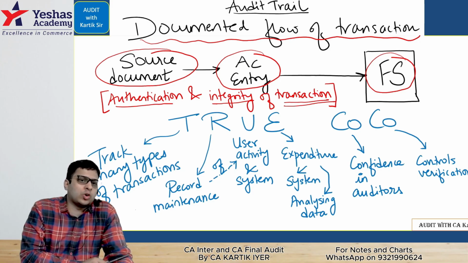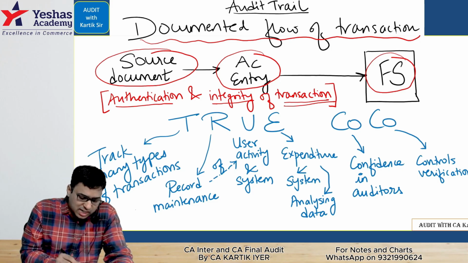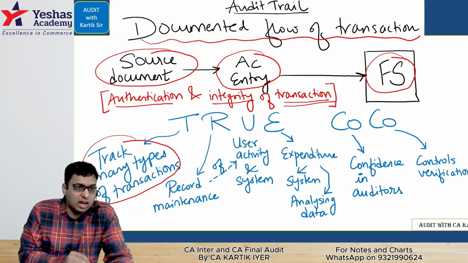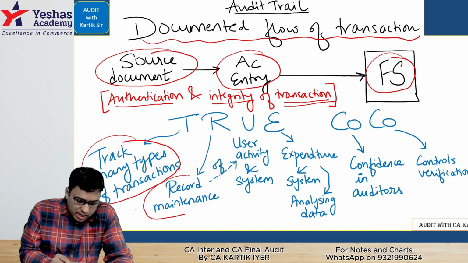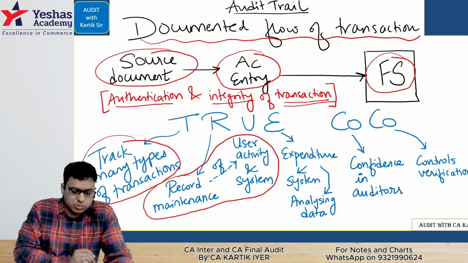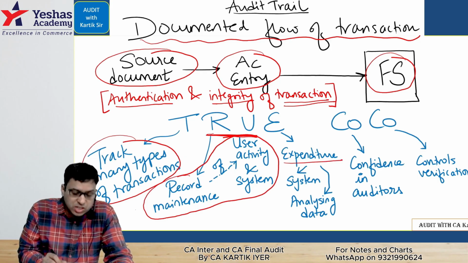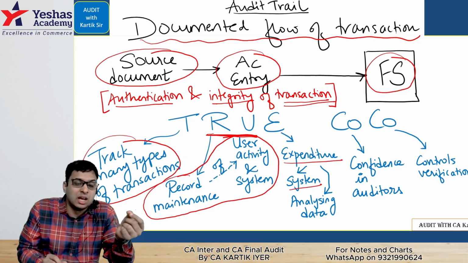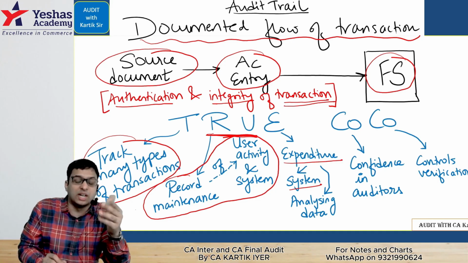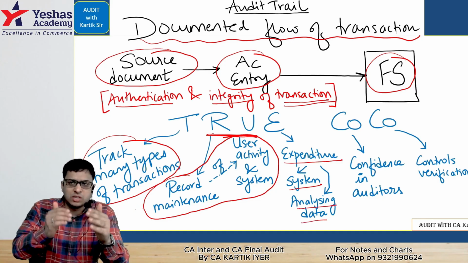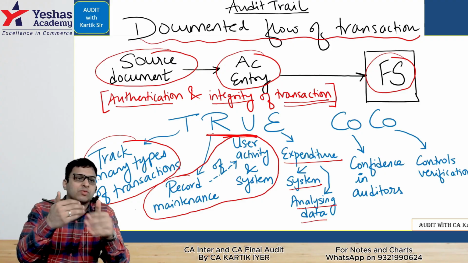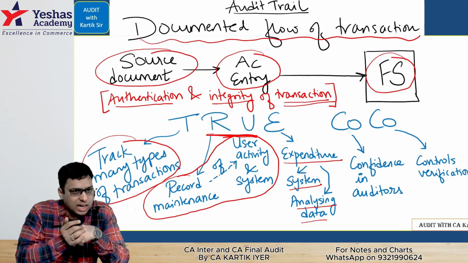You have to remember in the short note while writing a code called TRUE COCO. True coco is what? First, track many types of transaction, or you can do record maintenance of user activity and system. So your R and U are together. Remember while writing the point. E is expenditure. What system is there in place and what expenditure is done so that the data can be analyzed. So system for maintenance of audit trail and system for analyzing data in audit trail.